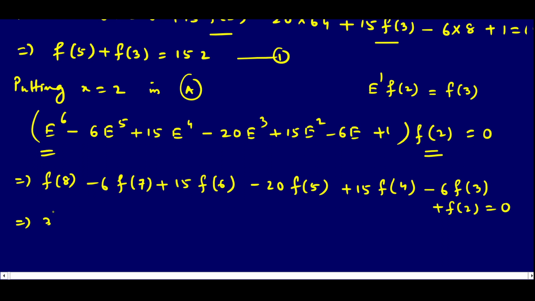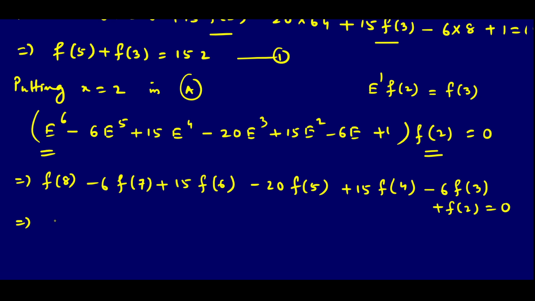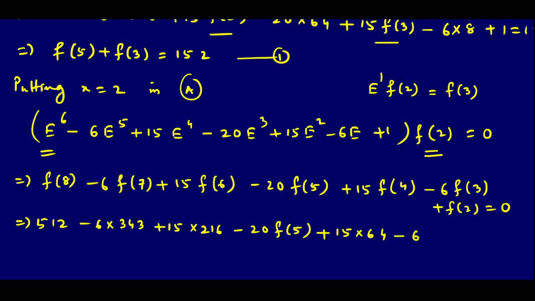Now it is 512 minus 6 into f of 7, which is 343, plus 15 into f of 6, and f of 6 is 216. F of 5 we don't know, so let us see where it is. Then 15 into f of 4, and f of 4 is 64. Then 6 into f of 3, which also we don't know, and finally f of 2, which is 8, equals 0.